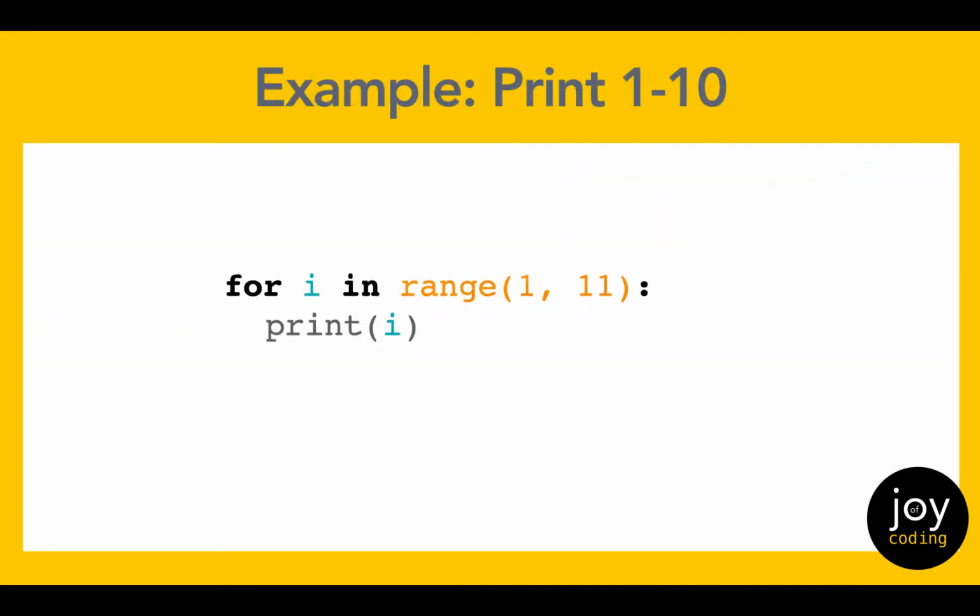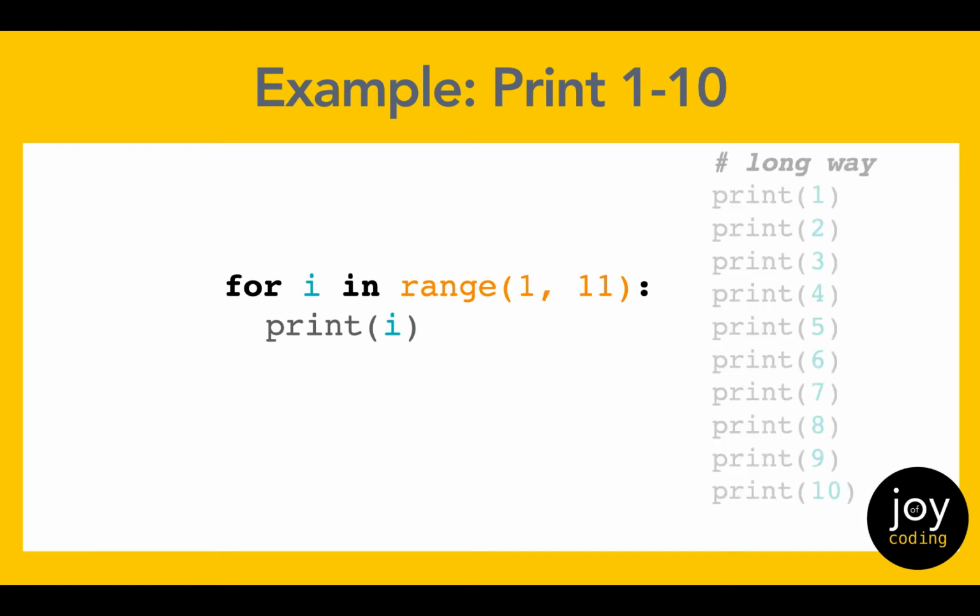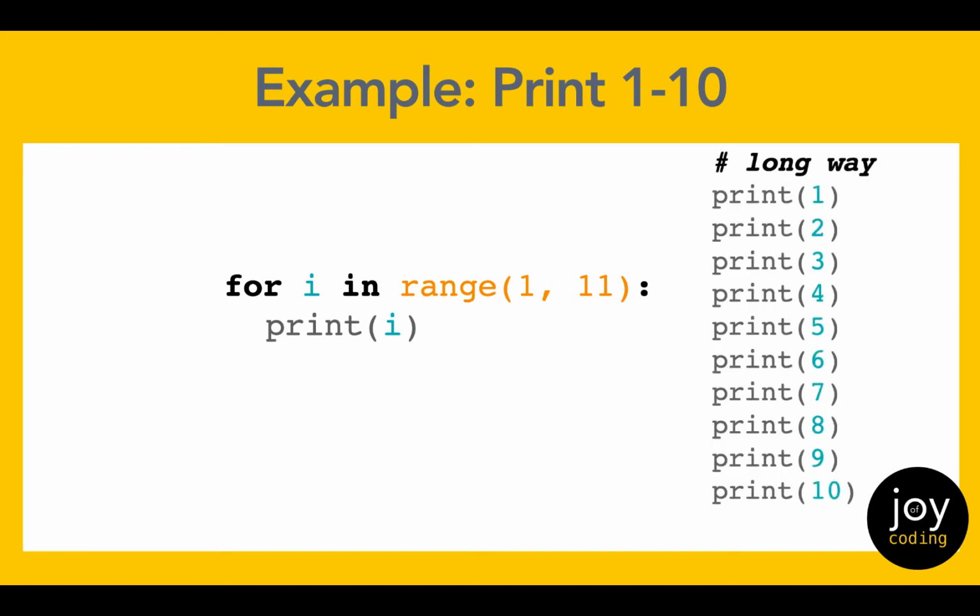So this is our example from the previous slide that allowed us to print the numbers from 1 to 10. The longer way of writing it is over here. Let's walk through and break down each of these components in this for loop. First we start with the keyword for. That's going to tell Python that we're going to write a loop structure.